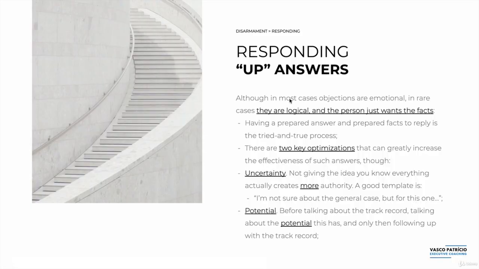UP answers are merely an optimization of logical responses that you give to satisfy logical objections. There are two elements that we're going to use here, both uncertainty and potential. Let's take a look. As we covered, this technique is specifically for logical objections where an emotion doesn't play a role and the person just really wants the actual facts.